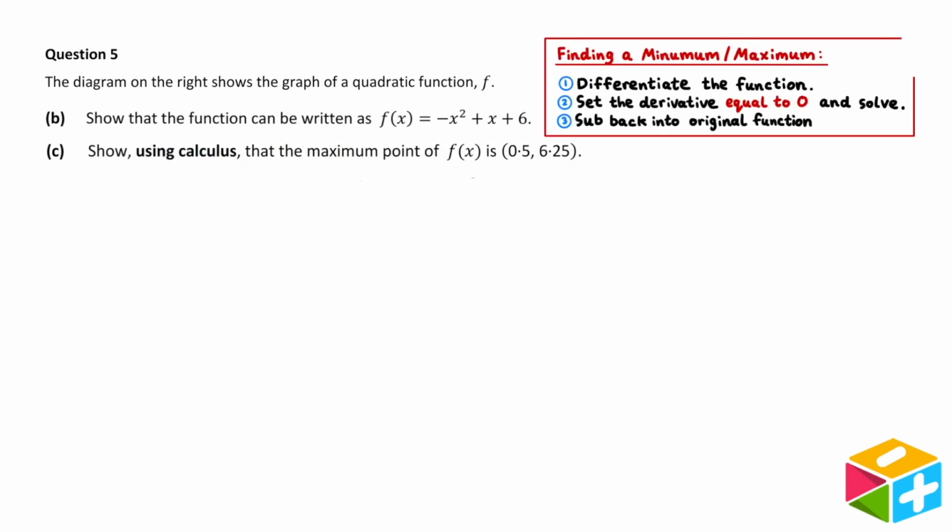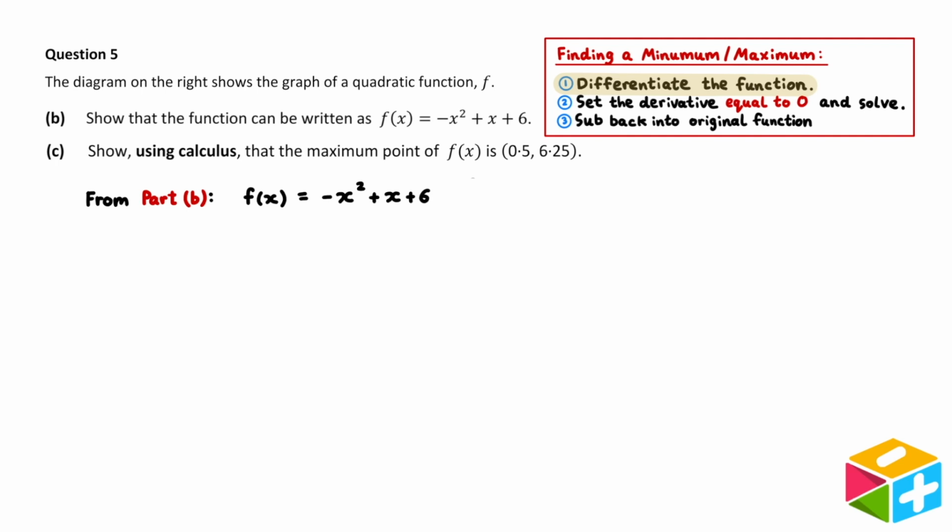Finding the minimum or maximum point of a function involves a few steps. First, we differentiate the function. Then we set the derivative equal to 0 and solve. And finally, we'll sub back into the original function. From part B, we know that we can write our function as f of x is equal to -x squared plus x plus 6. To begin, we'll need to differentiate this.